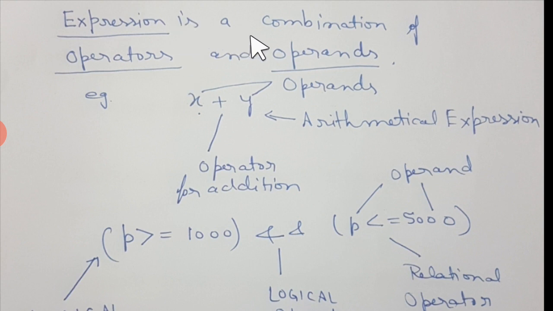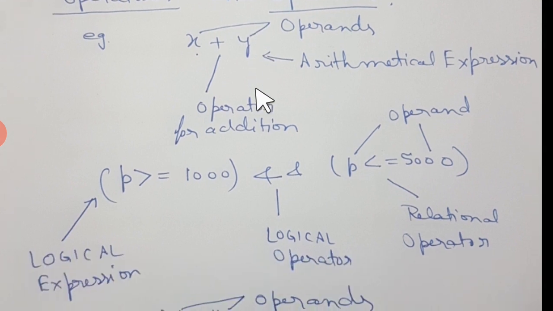Expression is a combination of operators and operands, and you can understand it better through this example, x plus y, where you can see that plus is an operator which is performing the addition operation upon these two operands. What are these operands? X and y. Alright, so this plus is the operator for addition, and this entire expression is the arithmetic expression.